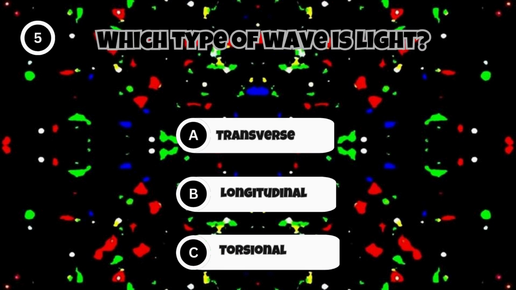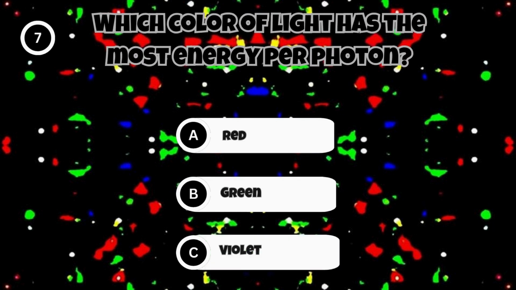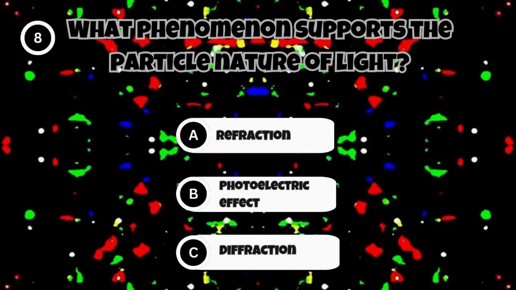Which type of wave is light? What is the unit of photon energy? Which color of light has the most energy per photon? What phenomenon supports the particle nature of light?